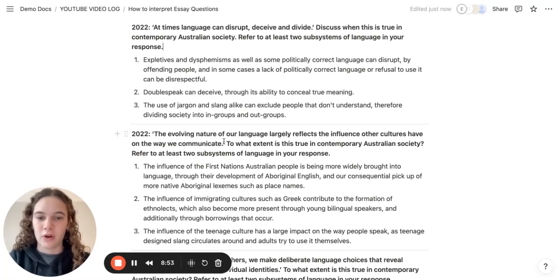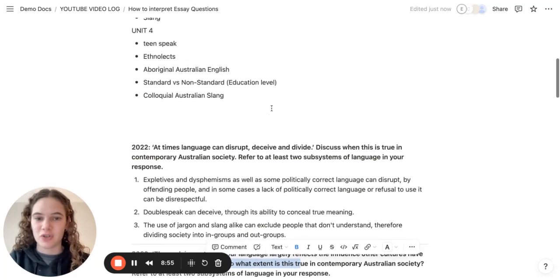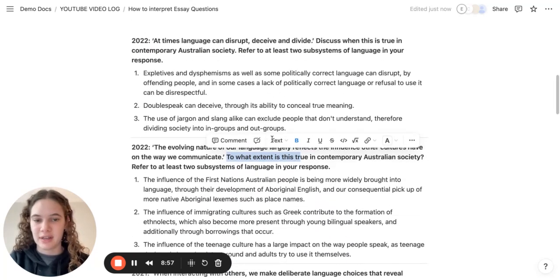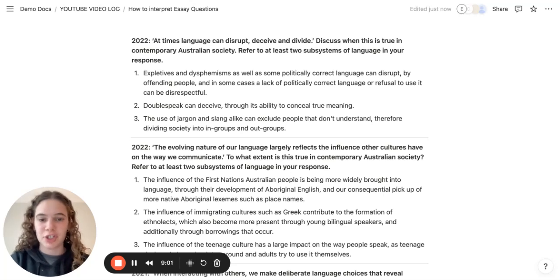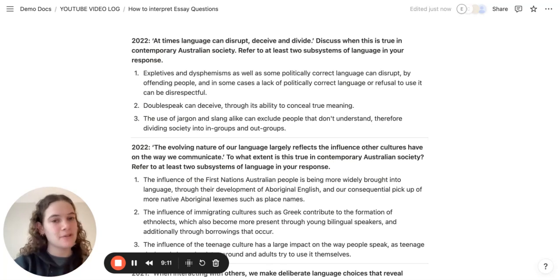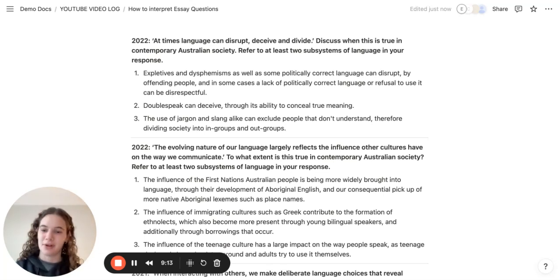So mindful that "to what extent is this true" and "discuss" are different. They're asking for different things. So you need to respond to the question in a different way, right? So with discuss, you're not really asserting your opinion. You're just saying this happens, but also this happens. Isn't that interesting? Look at everything that happens. You're just kind of noticing things.